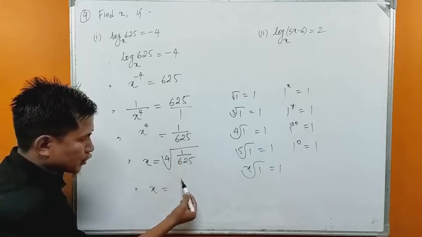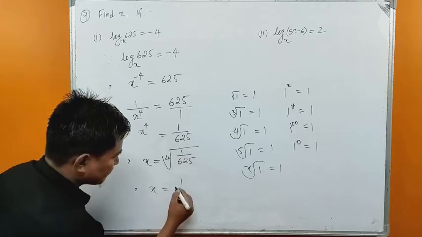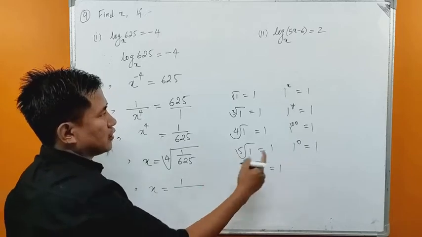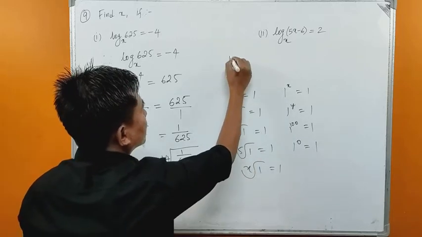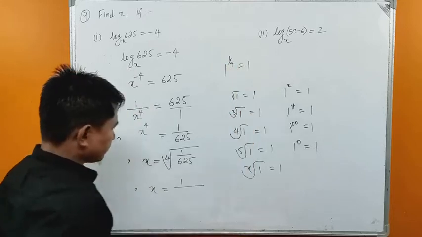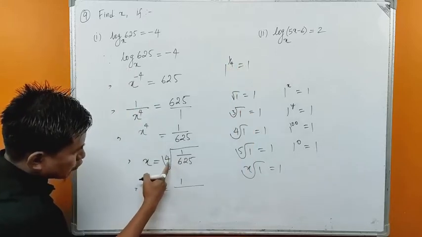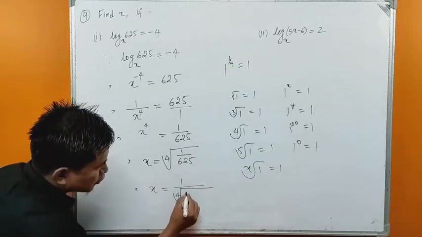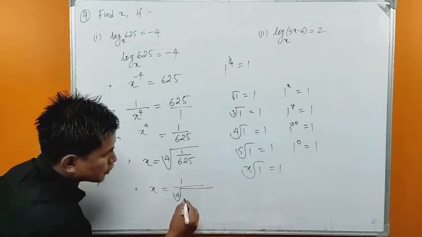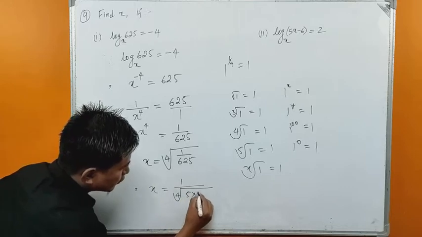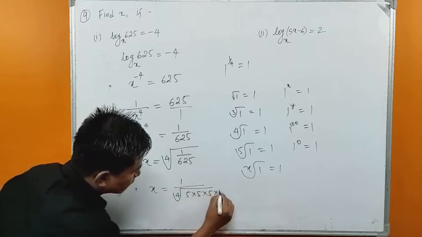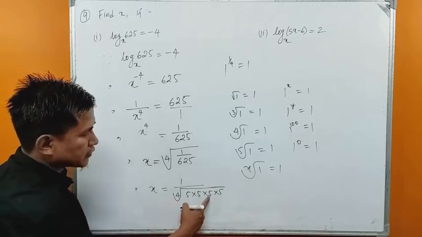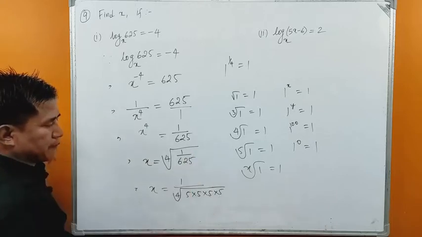Fourth root of 1 is 1. Okay, so no need to write. Fifth root of 1 is 1. Fourth root means 1 to the power 1 upon 4, isn't it? Equals 1. So 625, fourth root. Fourth root of 625, isn't it? 625 means 25 into 25 is 625. 5 into 5 is 25, 25 into 5 into 5. It's 625. Okay? 5 5s are 25, 25 5s are 125, 125 5s are 625.